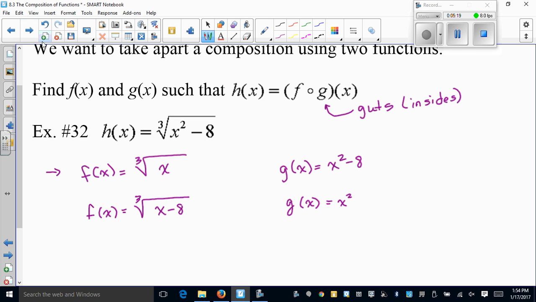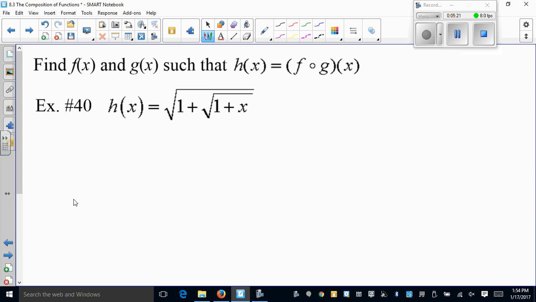Okay, so let's look at, I don't want to say more complicated, just a little bit more interesting one. Okay, f of x, g of x. Okay, again, you cannot let one or the other be x. So we don't have a lot of choices, believe it or not. So I'm going to leave the radical on it and say g is square root of 1 plus x. Well, that would make f of x the square root of 1 plus x.